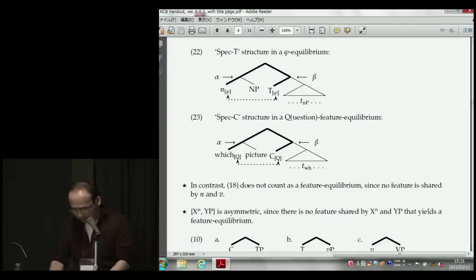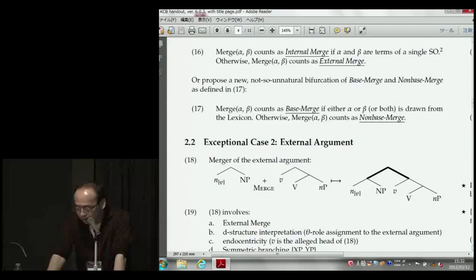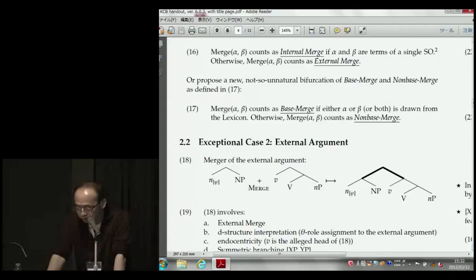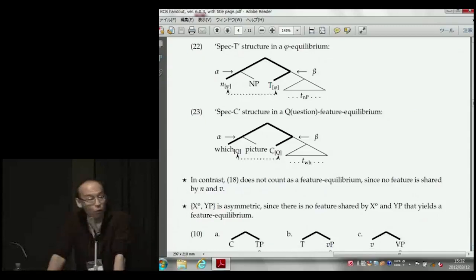For example, the spec T structure, as shown in 22, is symmetric in that it forms a phi equilibrium. The subject little n P raised to the spec of T typically undergoes phi feature agreement. Thus, little n and T share the phi features as their most prominent features. The case of WH movement, too, can be seen as symmetric because the WH head and C undergo Q feature agreement by assumption. In contrast, 18 is seen as an asymmetric branching in that it does not form a feature equilibrium, given that no feature is shared by little n and little v. Therefore, XP YP structures created by familiar types of movement are correctly classified as symmetric, whereas the case of the external argument becomes asymmetric under the definition in 21.